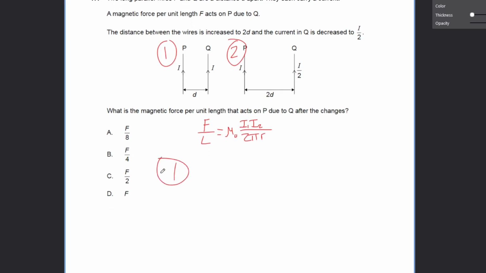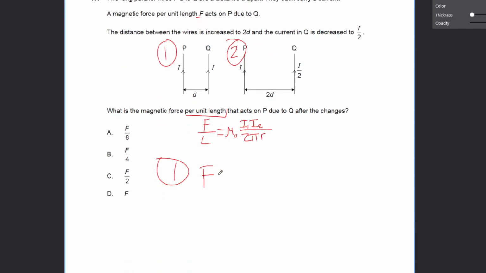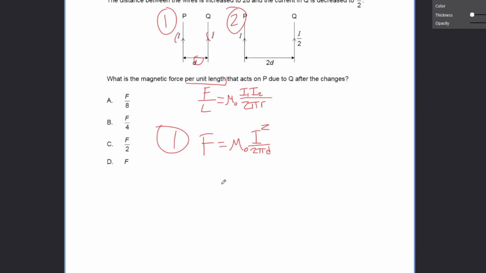So for diagram 1, well, we're given magnetic force per unit length, that's this right here. And we're given that as F, so we're just going to say F is equal to that constant times I squared. We have the same I's, so it's just I times I, which is I squared, over 2 pi, and the separation is d. Great. Now let's consider diagram 2.